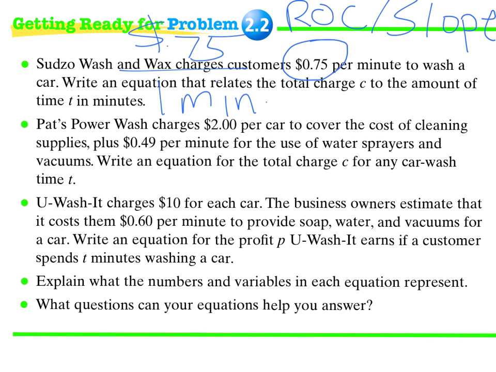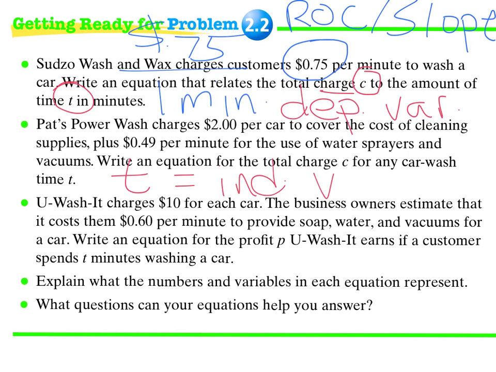The next thing we noticed was that there is a variable C, and the C stands for the total charge to the customer for using that car wash. Now C would be what we call the dependent variable, which I'm going to abbreviate, or the Y value in an equation. And then we see that there's also a T, which is another variable, and T would be for time, and that would be the independent variable. I'm going to abbreviate that as well.